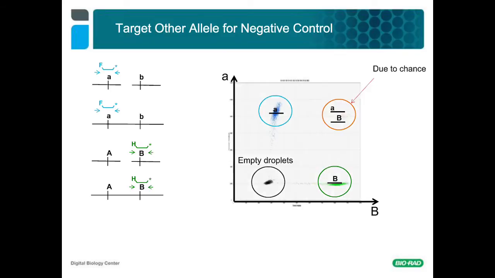For this sample, we did run a negative control duplex, which is shown here. You can see that there are fewer double positive droplets, suggesting that these two alleles are not linked.